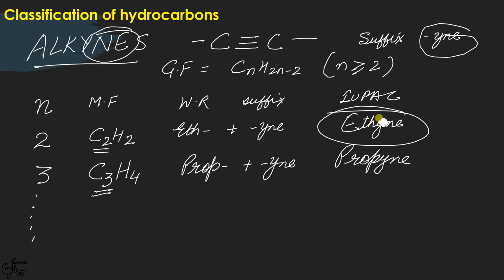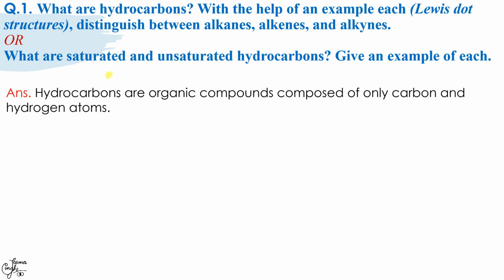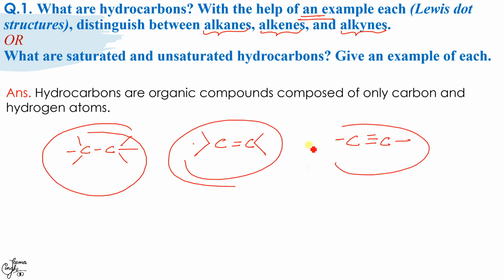Let us now come back to the same question. The question was, what are hydrocarbons? I've told you, compounds of carbon and hydrogen. The second part is, with the help of an example each, just one example, Lewis dot structure, distinguish between alkanes, alkenes and alkynes. So what is the differentiating point? That alkanes have a carbon-carbon single bond, all right? Or all valencies of carbon satisfied by single bond. Alkenes will have carbon-carbon double bond, whereas alkynes will have carbon-carbon triple bond, all right? So you can give one example of alkane, one example of alkene, one example of alkyne, and draw their electron dot structure.